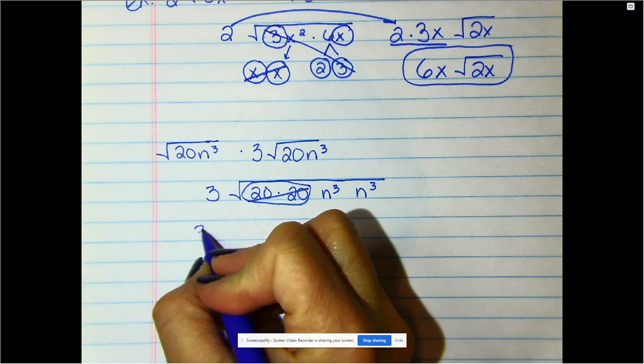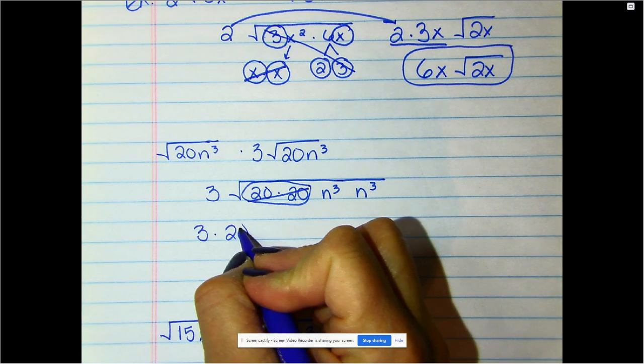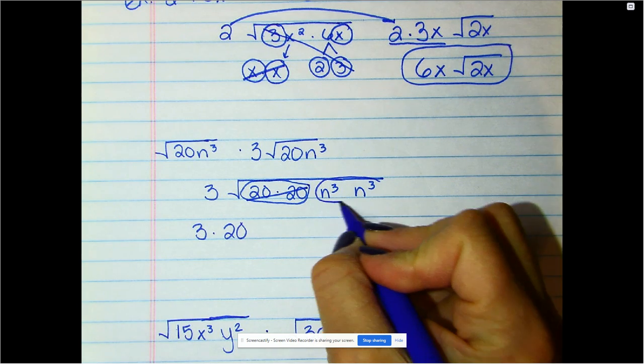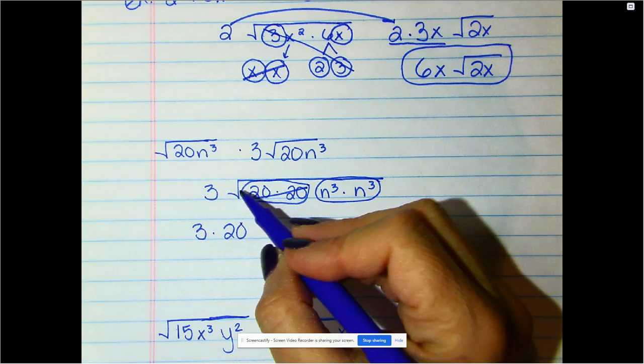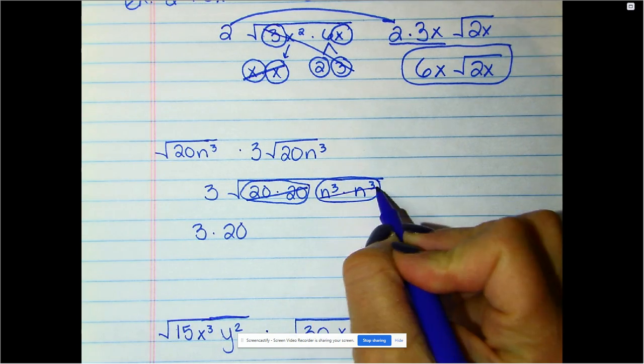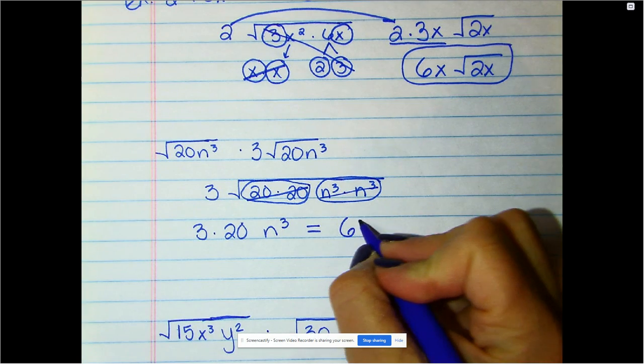So on the outside, you've got 3 times 20. One gets out, one dies. They're friends. Same thing with the n cubes. They're the same. They're friends. You're multiplying them together. The opposite of squaring something is square rooting it. So an n cubed gets out. 3 times 20 is 60, n cubed.